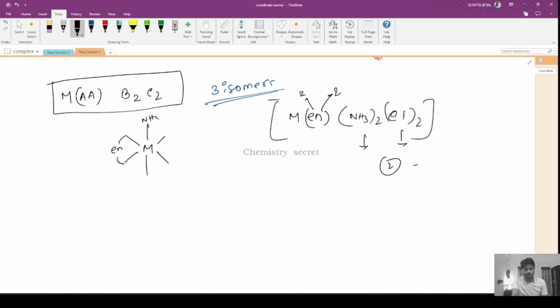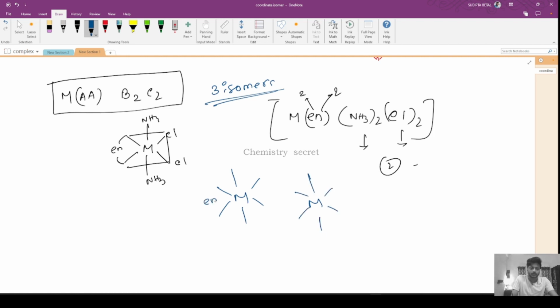So in this case, how many isomers are possible? Not 6 isomers. 3 isomers are possible. If we consider the 3 isomers, one is that, and another one is where two ammonia are sidewise and 2 Cl are also sidewise, and in another example, 2 chlorine are downside and 2 ammonia are sidewise.